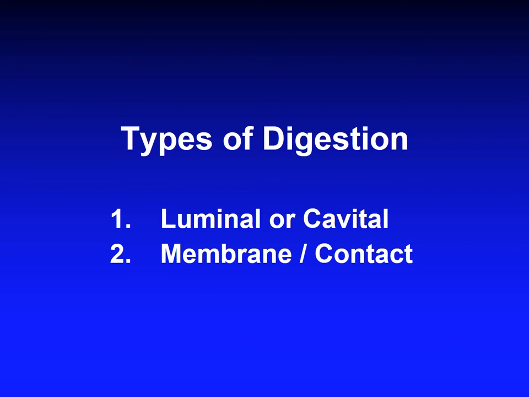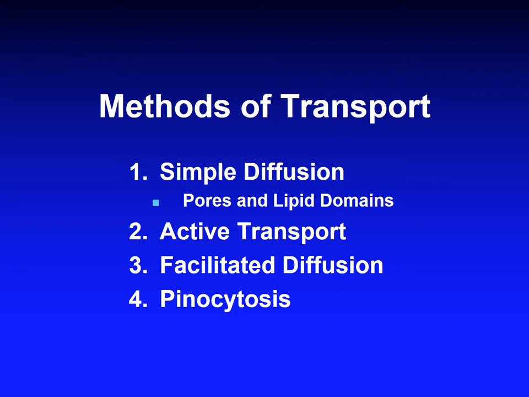So let's see how this works. After we get to a certain size in the lumen, or even at the membrane, we have to have certain vehicles to carry it to the inside of the cell or to the inside of the blood vessel or the lacteal. These methods are four. One is simple diffusion, basically very simply through the holes in the apical membrane of the enterocyte. There are pores, we call them pores. So with simple diffusion, some of these nutrients get straight through these pores and into the enterocyte. Done.